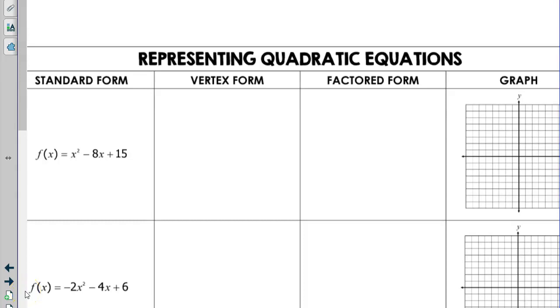We've already talked about what standard form looks like, but let's go ahead and write it out. So we have ax squared plus bx plus c. That describes your standard form. Your vertex form, we write it as y equals a(x minus h) squared plus k. And I'll explain what all that means.